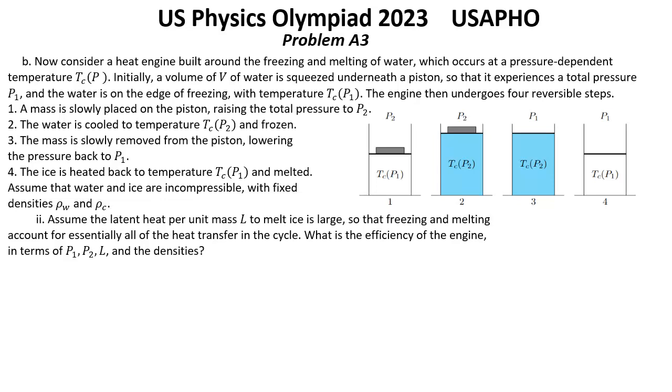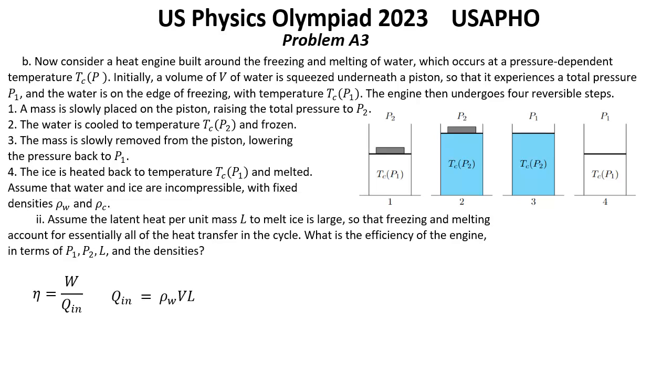Question 2. Assume the latent heat per unit mass L to melt ice is large, so that freezing and melting account for essentially all of the heat transfer in the cycle. What is the efficiency of the engine in terms of P1, P2, L and the densities? Solution. We know that efficiency equals work done during this process, which we counted in the first question, divided by Q in.